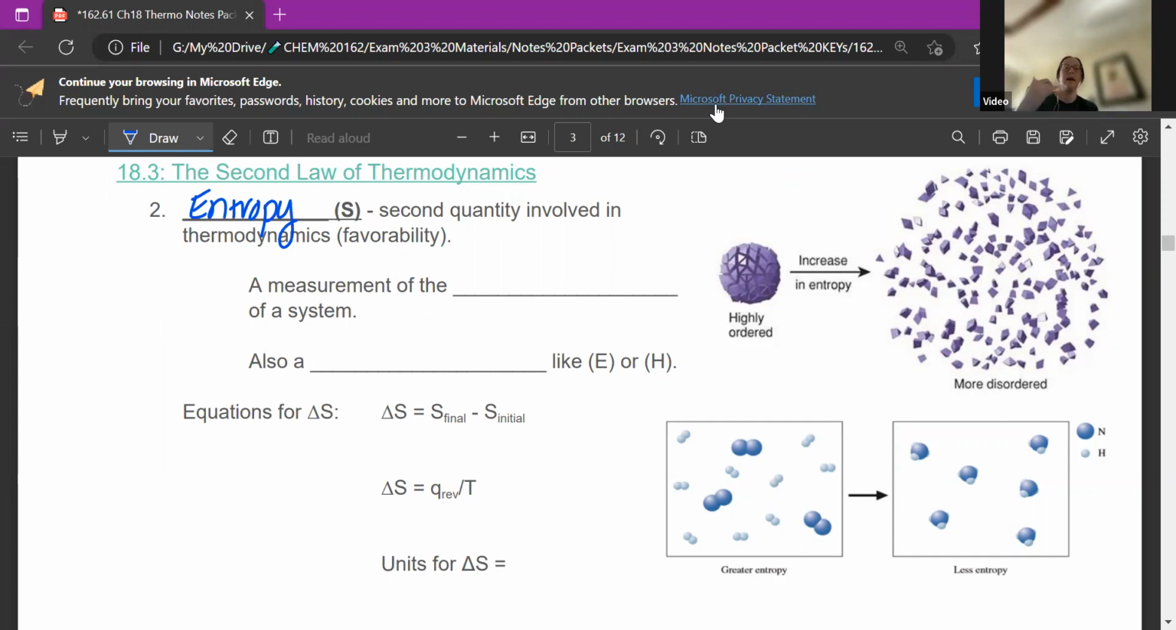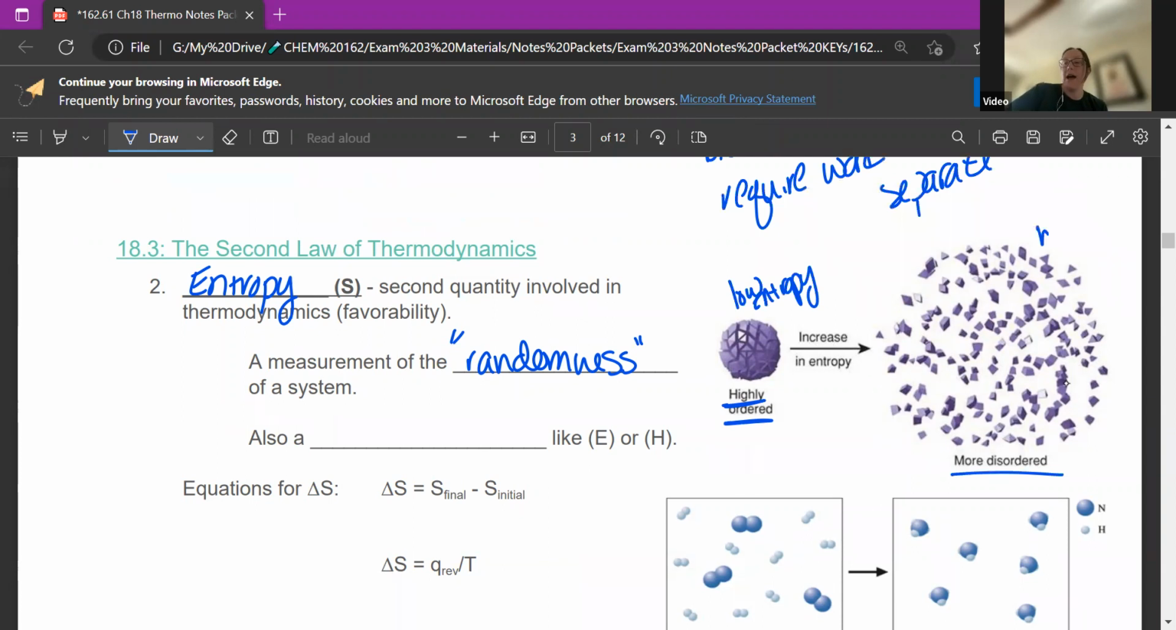What is entropy? Entropy is a measurement of the, I'm gonna put it in quotes, randomness of a system. A highly ordered system is essentially very low entropy. There's not a lot of chaos, not a lot of randomness. However, anything that is very disordered or spread out or chaotic would have high entropy.